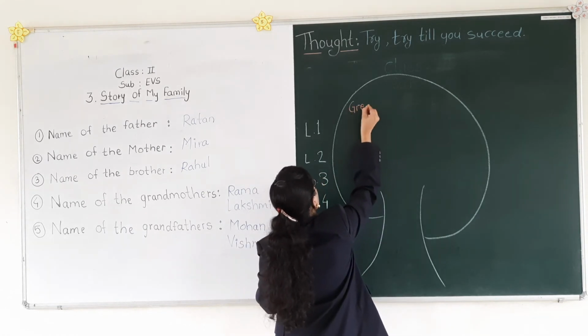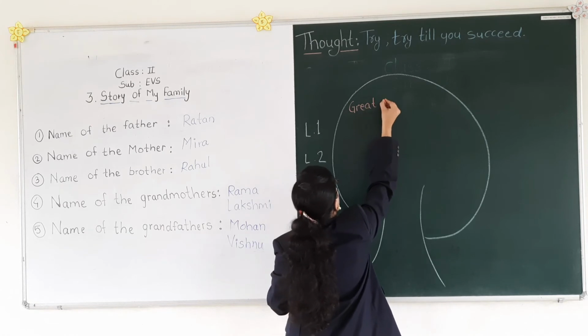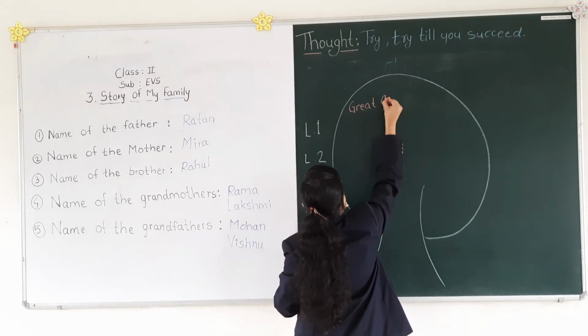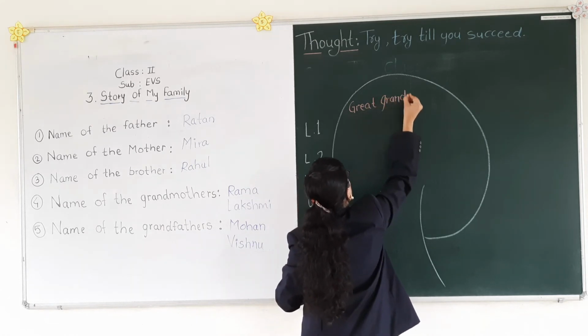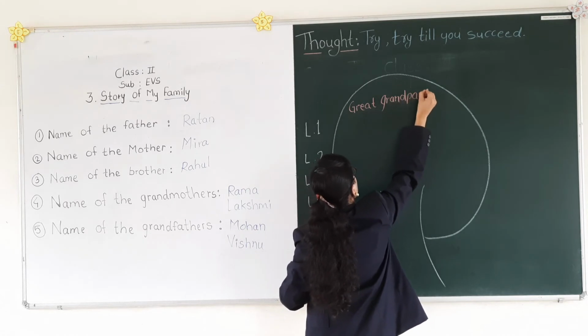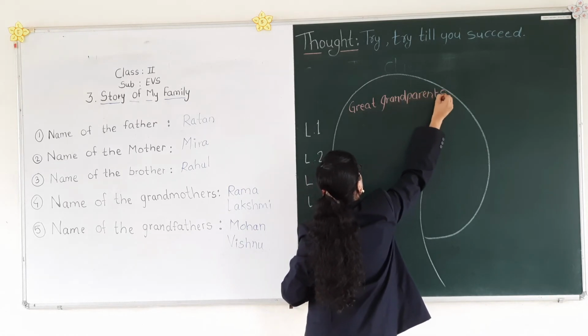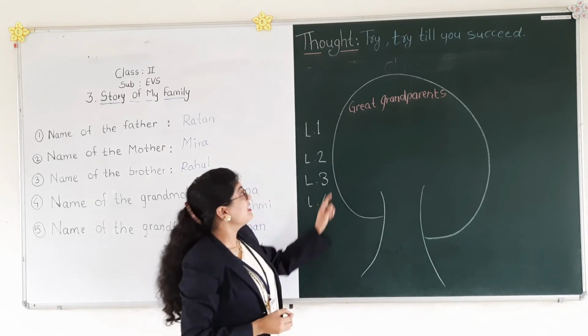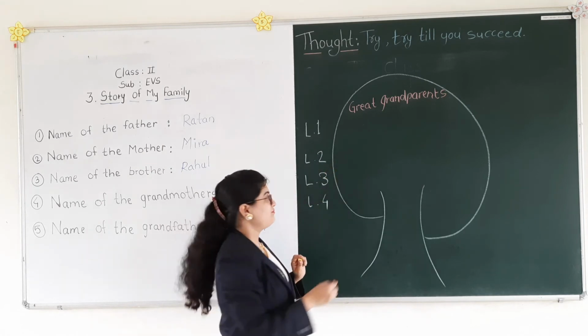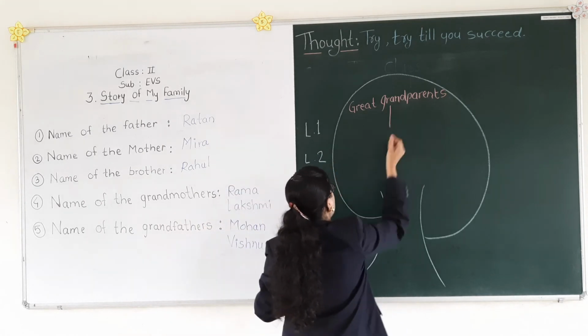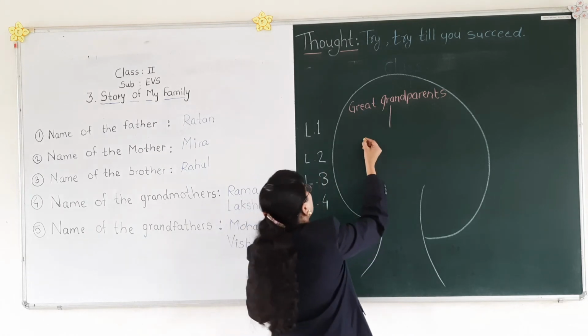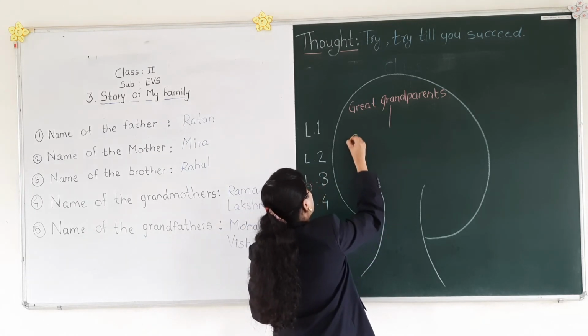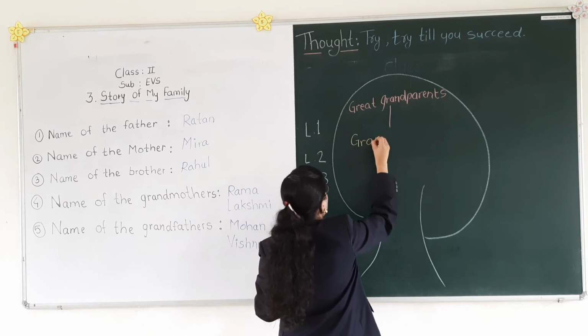Alright. Who will be there in the first level? Yes, here you have to write great-grandparents. Okay students, then in the second level, you can draw here your grandparents.